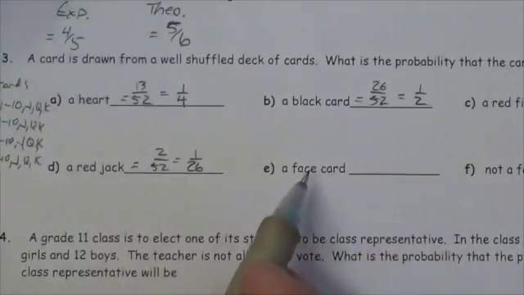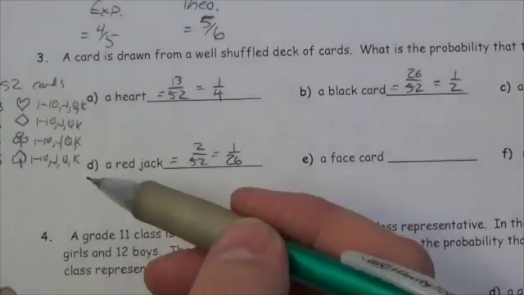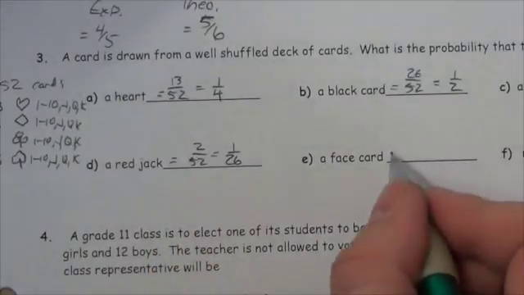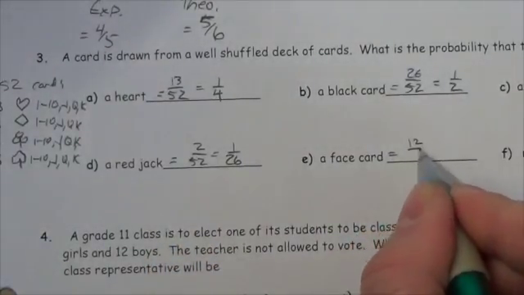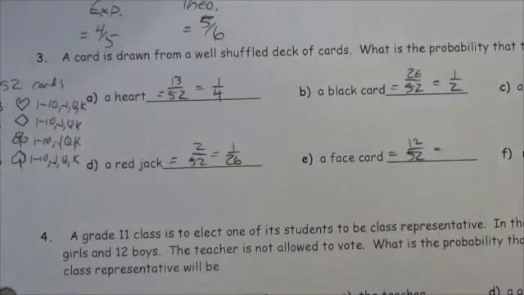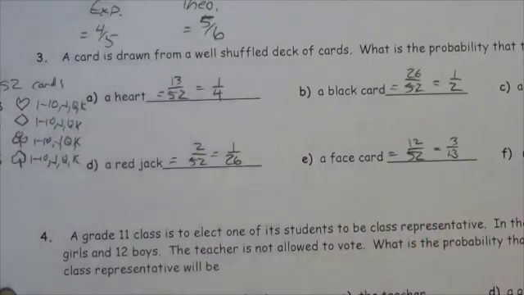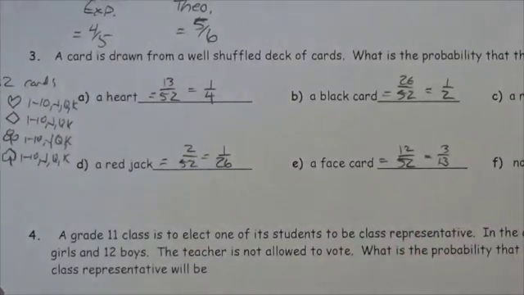Now the probability of getting a face card. Remember, the face cards are your Jack, Queen, King. There are 3 for each suit, which means there are 12 out of 52 that are going to be face cards. That's 3 out of 13 when I simplify that probability.